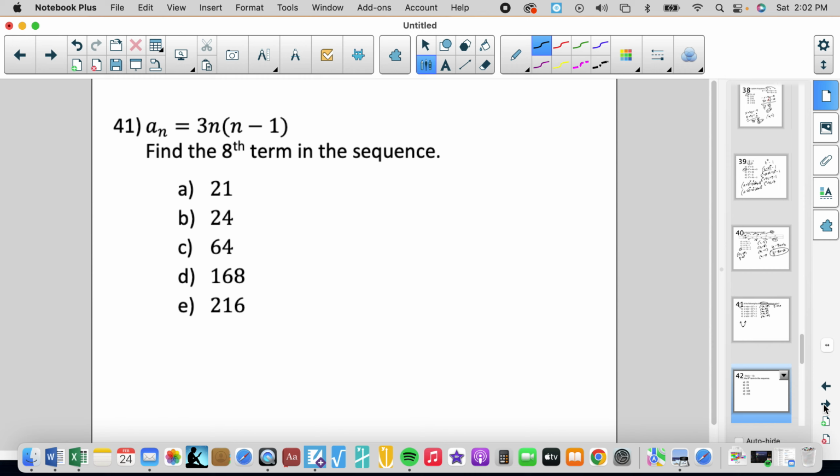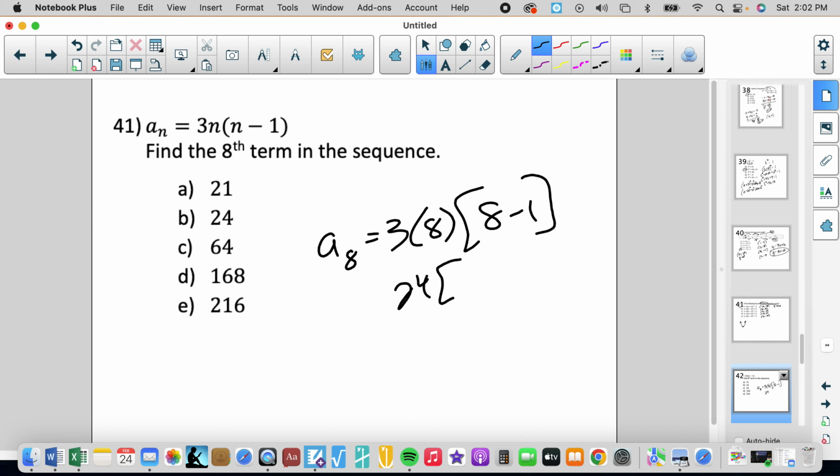This is a sequence problem. We know that if we want the eighth term, we want a sub 8. So we're just going to plug 8 in. 8 minus 1, and we get 24 times 7. 24 times 7 is going to give me 168. D.